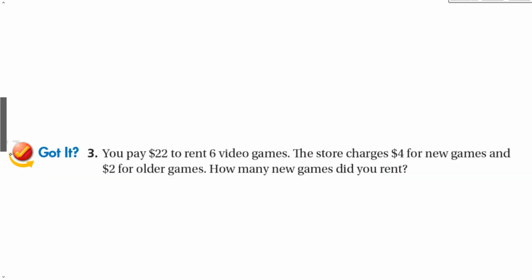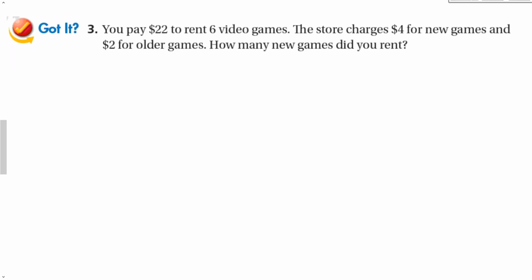Let's look at a guided problem. You paid $22 to rent 6 video games. The store charges $4 for new games, $2 for old games. How many new games did you rent? So let's call that x. Let's call that y. Okay. In total, we got 6 of them. So x plus y is equal to 6. And then 4x plus 2y is going to be equal to 22.